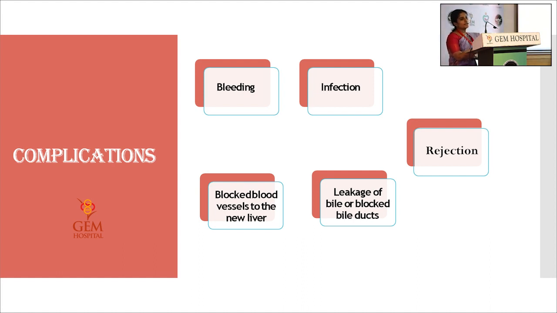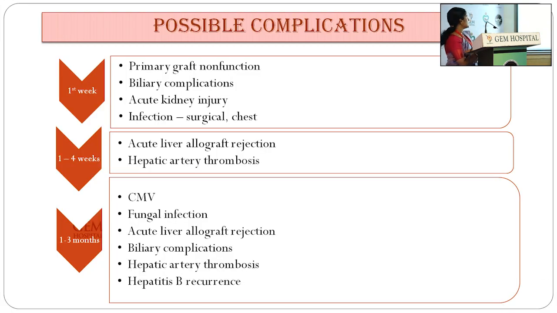Then regarding the complications that mostly happen after a liver transplant, there can be bleeding, infection, signs of rejection, blocked blood vessels to the new liver and leakage of bile or blocked bile ducts. Let's see the possible complications by week. Most of the time up to 6 months there can be chances for infection and signs of rejection.